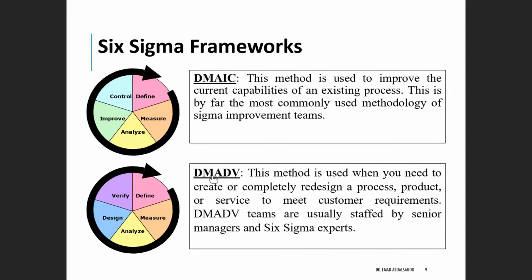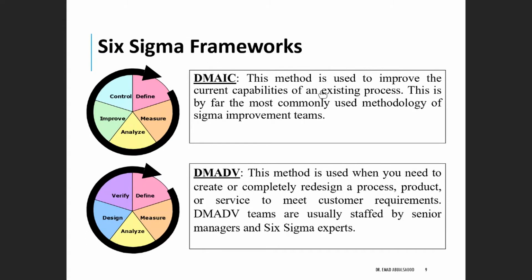فهي قياس عفوا تعريف، قياس، تحليل، تصميم وتحقق. This method, DMAIC, is used to improve the current capabilities of an existing process. So you have an existing process, يعني process موجودة حالية يعمل بها في organization, and you want to improve it. This is by far the most commonly used. معناها the most commonly used in the Six Sigma frameworks is DMAIC.